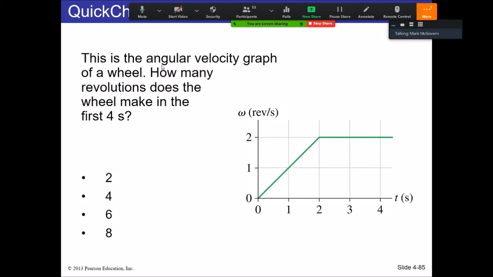We'll do that. This is the angular velocity graph of a wheel. How many revolutions does the wheel make in the first 4 seconds? Notice the units here are revs per second. It's not standard, but you can get away with it. Remember, go back to the stuff we did with graphs. If you have a velocity graph and you want to figure out displacement or position, you got to work out areas.